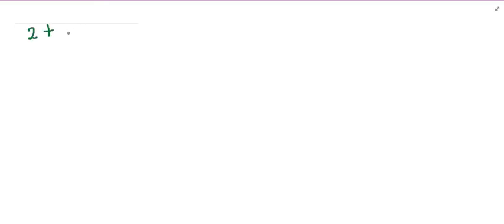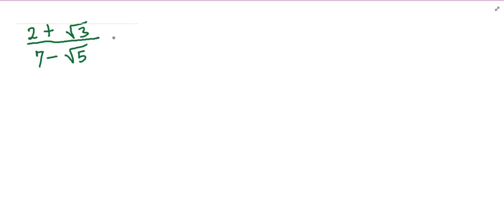So, 2 plus root 3 over 7 minus root 5. So what do you do here? I want you to go ahead and try this question on your own. Pause it, make sure you try it. So let's continue. Let's conjugate.